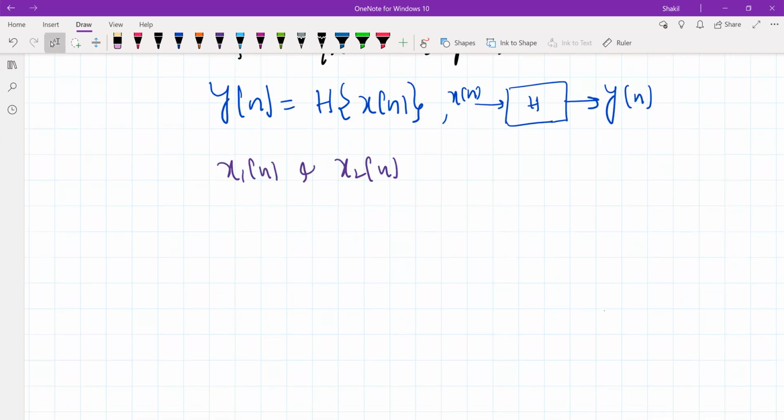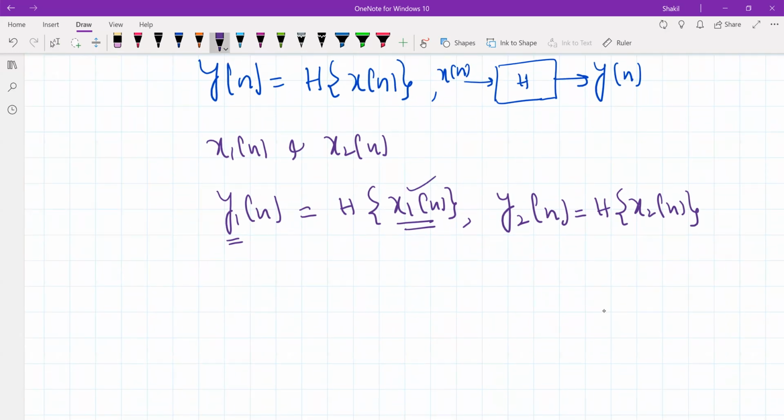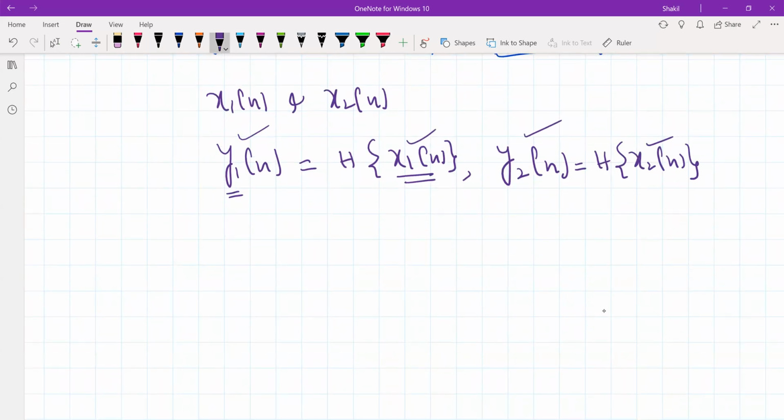We'll compute the outputs. When we apply x1n individually, let's suppose the output response is y1n. Similarly, when we apply x2n, we see the response y2n. So these are the responses of the inputs applied separately. And let's take the weights a1 and a2.